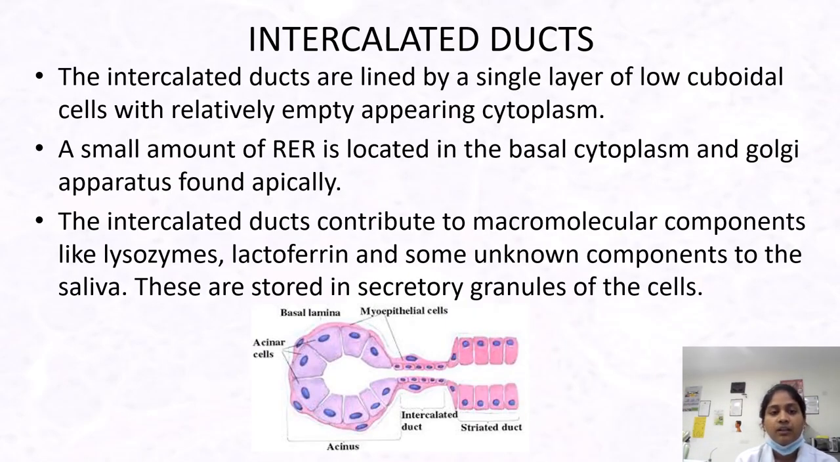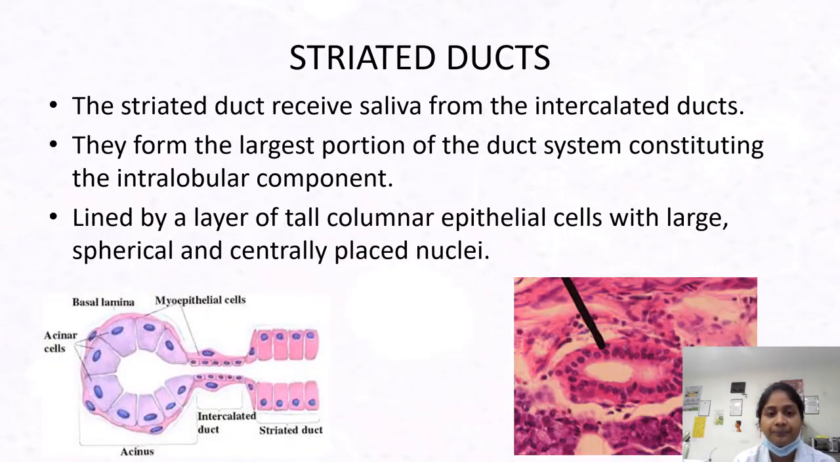The intercalated ducts are lined by a single layer of low cuboidal cells with relatively empty appearing cytoplasm. A small amount of rough endoplasmic reticulum is located in the basal cytoplasm and the Golgi apparatus is found apically. The intercalated ducts contribute macromolecular components like lysozyme, lactoferrin, and some unknown components to the saliva. These are stored in secretory granules of the cell.